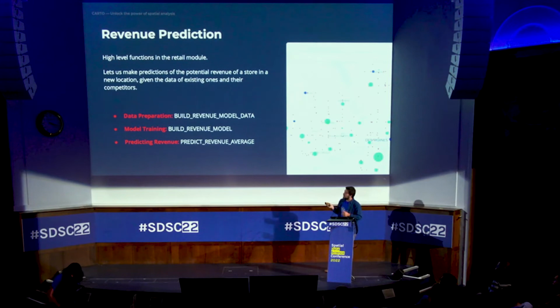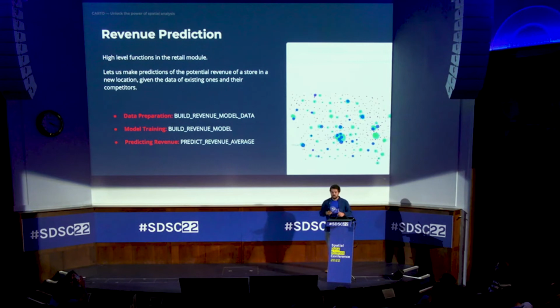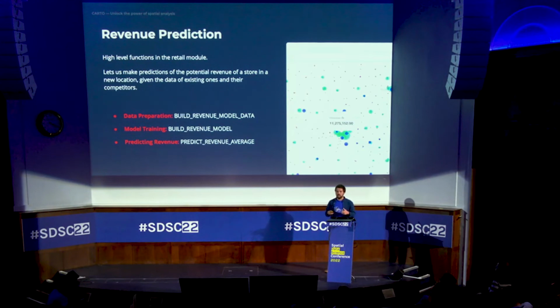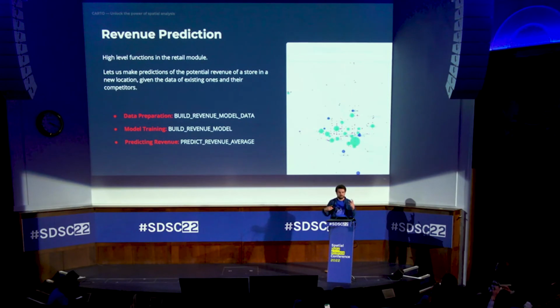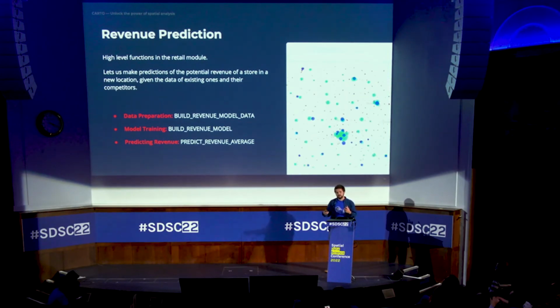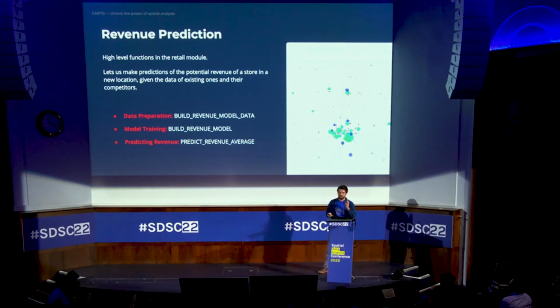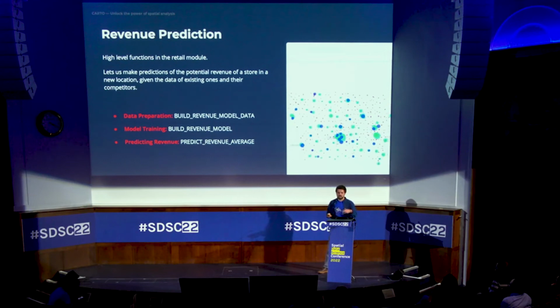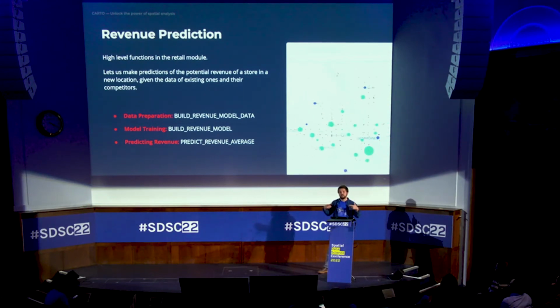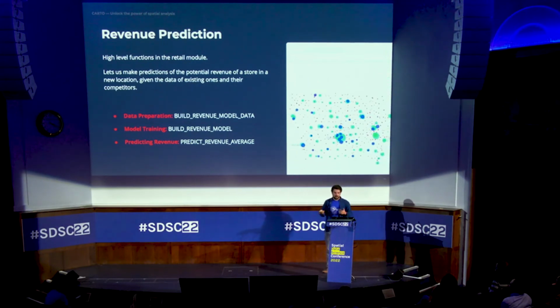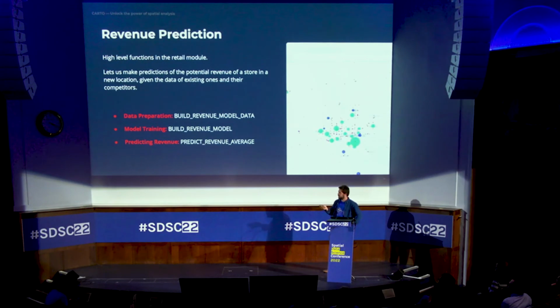So the last set of functions I'm going to explain is the revenue prediction, which lets us make predictions of the potential revenue of a store in a new location. Given the data of your own stores, so you know where your stores are located and the revenue of each of them, you can pass as well data from your potential competitors. It has 3 steps: data preparation, model training, and then predicting the revenue itself. The output of each step is the input of the next one. So we have 3 functions, and I'm going to go through all of them real quick.